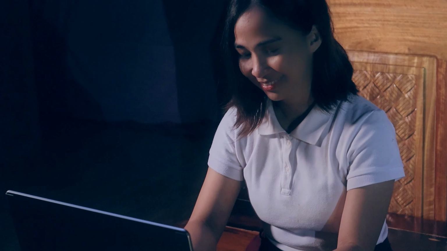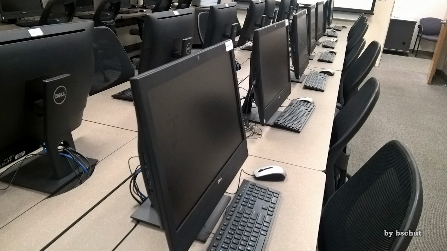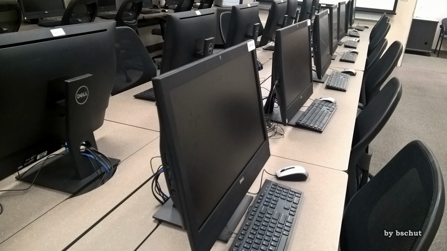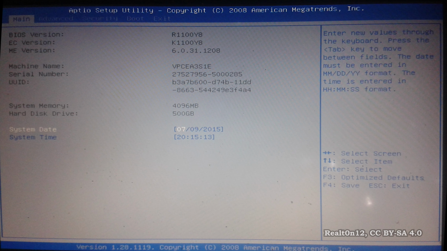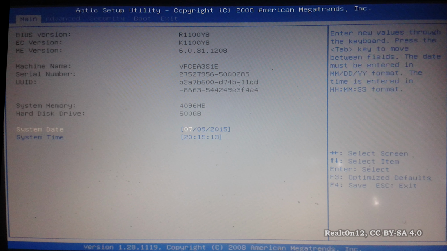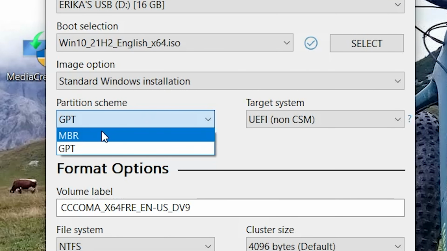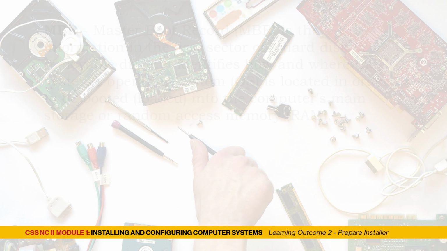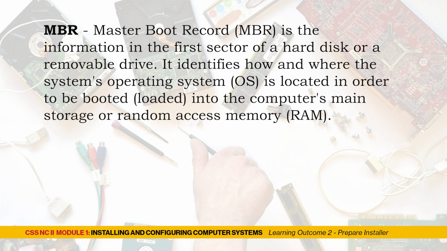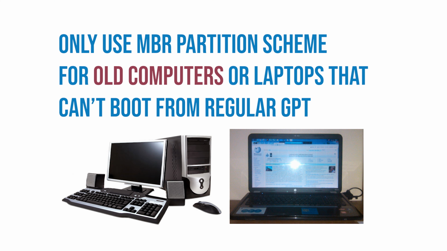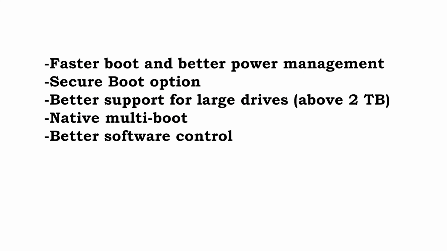A few exceptions. For the most part, those were all the steps needed in order to make a portable OS installer, especially if you're installing on most modern computers or laptops. But for some older systems that are still using BIOS and not UEFI, you need to change one option before clicking Start. Otherwise, it won't boot from our USB. Under the partition scheme, click the drop-down menu and select MBR. MBR stands for Master Boot Record. It is the old way of formatting for making something bootable for older computers. Note, only use the MBR partition scheme for old computers or laptops that can't boot from regular GPT, the default of Rufus. Otherwise, you'll be losing the advantages of installing an operating system using UEFI.